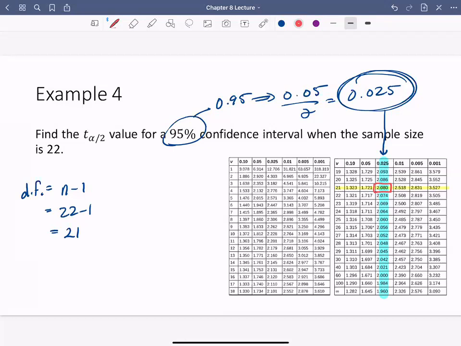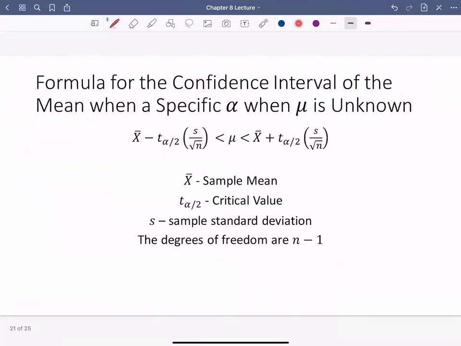With this also comes another formula, but the formula is incredibly simple. The main difference is this is now t instead of z, and then instead of sigma, it's S for our sample standard deviation.